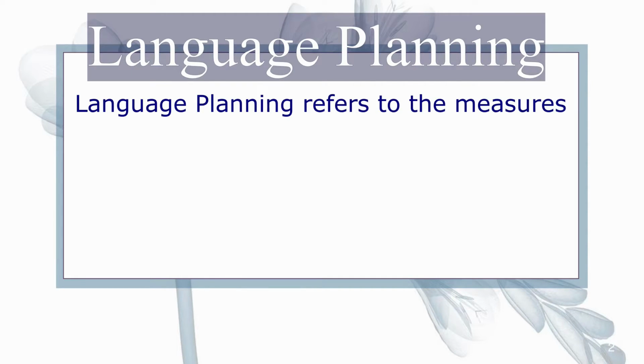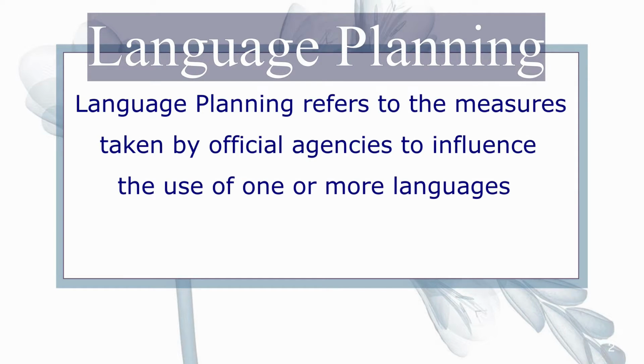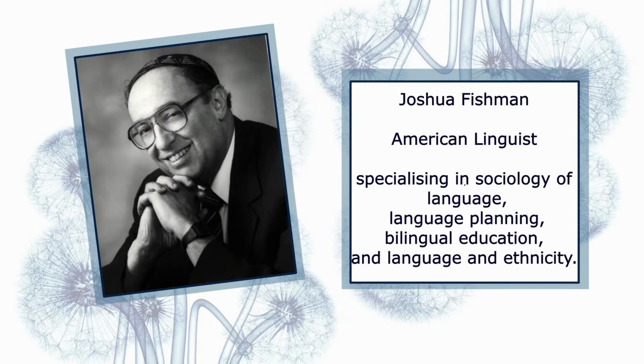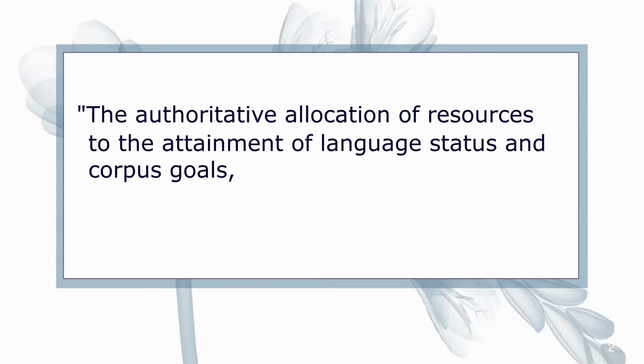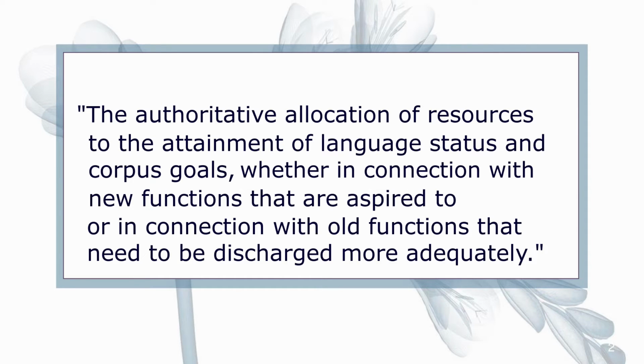Language planning refers to the measures taken by official agencies to influence the use of one or more languages in a particular speech community. An American linguist named Joshua Fishman has defined language planning as the authoritative allocation of resources to the attainment of language status and corpus goals, whether in connection with new functions that aspire to or in connection with old functions that need to be discharged more adequately.